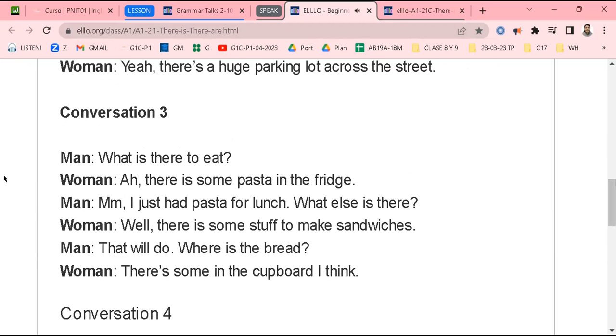Conversation three. What is there to eat? Ah, there is some pasta in the fridge. I just had pasta for lunch. What else is there? Well, there is some stuff to make sandwiches. That will do. Where is the bread? There's some in the cupboard, I think.